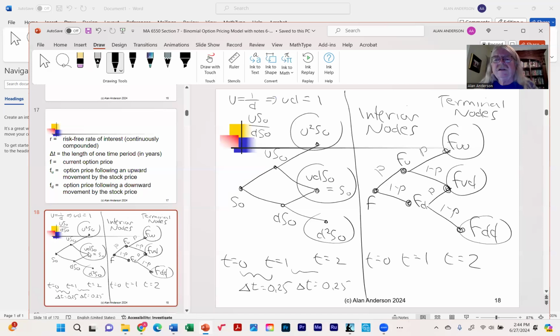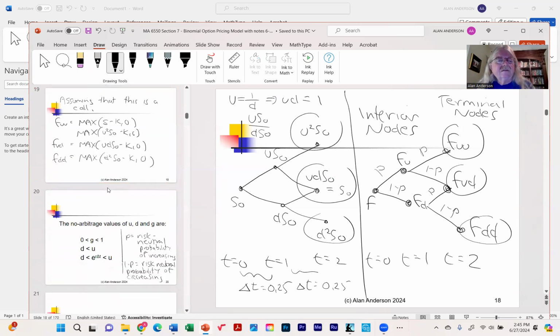Now, also, I want to point out here that this tree is evolving over time. So we're going to actually go from the future back to the present when we price this option. We're going to go right to the terminal nodes and work our way back to the present. Now, let's look at FU. So the logic here is this.